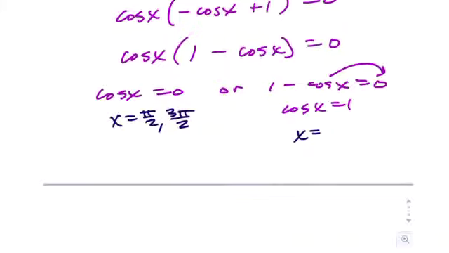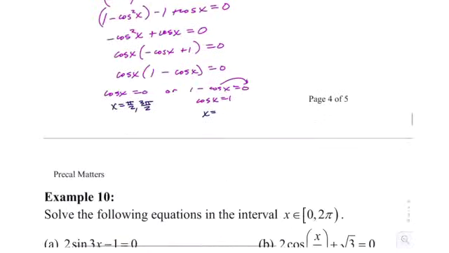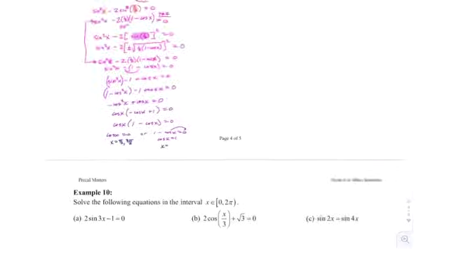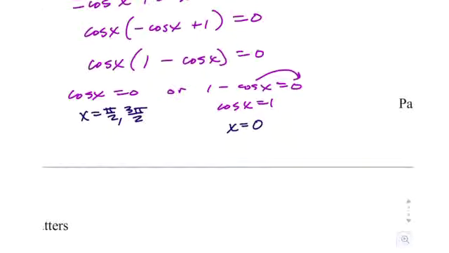Pi is -1. 2 pi? Right, 2 pi is outside of our interval. We want to keep it between 0 and 2 pi, so we'll just say 0. 2 pi is correct, but that starts the next rotation. We're looking between 0 and 2 pi, not including 2 pi. Had that been a bracket around 2 pi, then we would have included 2 pi, okay?